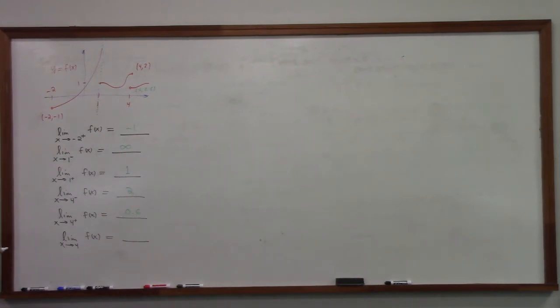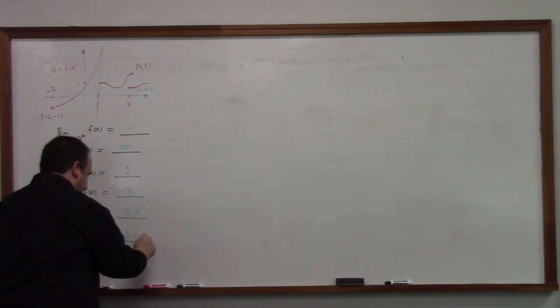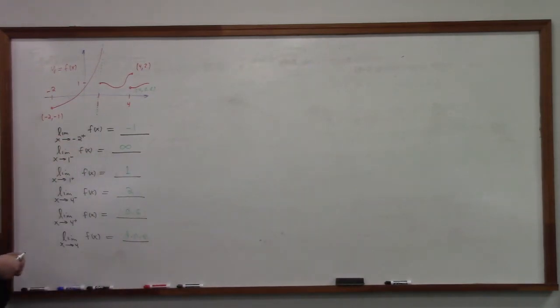Exactly, this one does not exist. Dead on arrival here. Now technically, the one that's infinity also does not exist. But this is a better description of how it's failing to exist. At x equal to 1, we have a vertical asymptote. At x equal to 4, we have a finite jump discontinuity. All right?